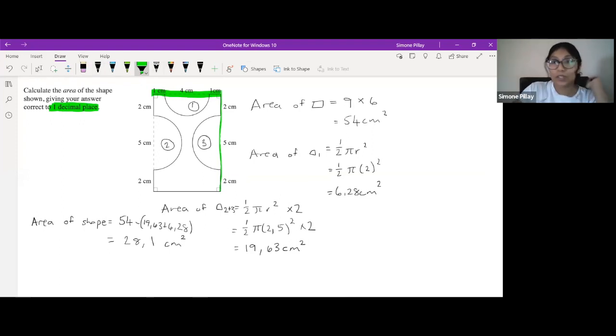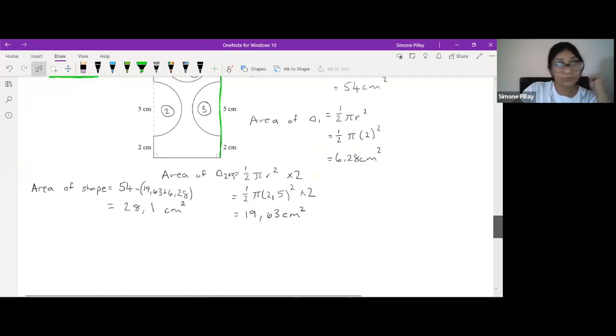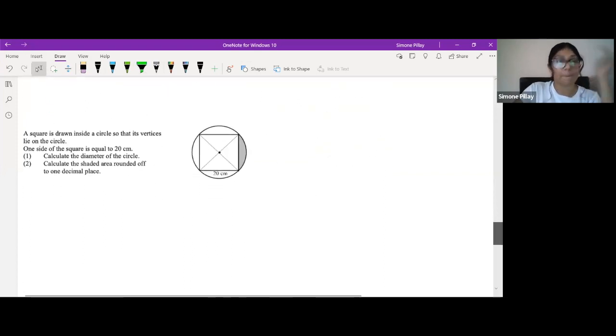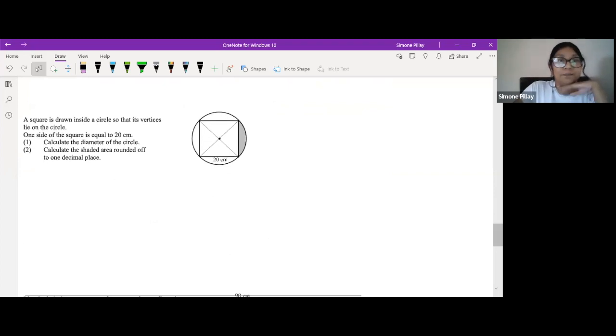I think we can do two more, one more. Let's see. Okay, let us look at this one. It says a square is drawn inside a circle so that its vertices... What is a vertex? Guys, one vertex, many vertices. It's just a corner, so that its corners lie on the circle. And that's exactly what they've shown us over there. A square is drawn inside a circle so that its vertices lie on the circle.